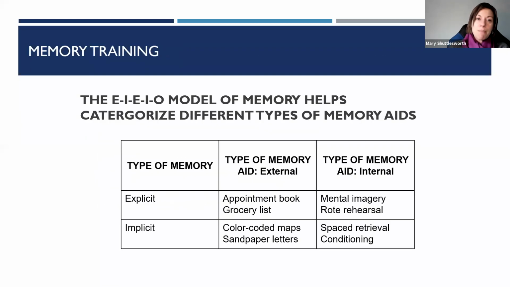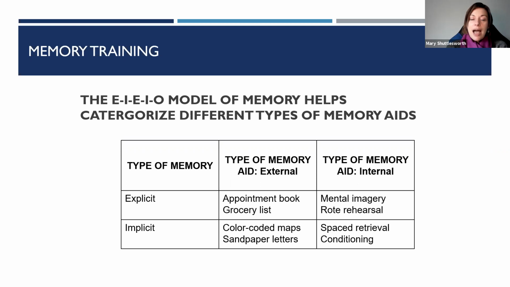All right, when we talk about memory training, then we've got some specific ways that we might actually train our memories to work better. So you see modeled here what's called the EIEIO model, which is also presented in your book, but it's basically looking at the E stands for explicit, the I stands for implicit. So explicit, things that are out there, things that are in your face to help us remember things.